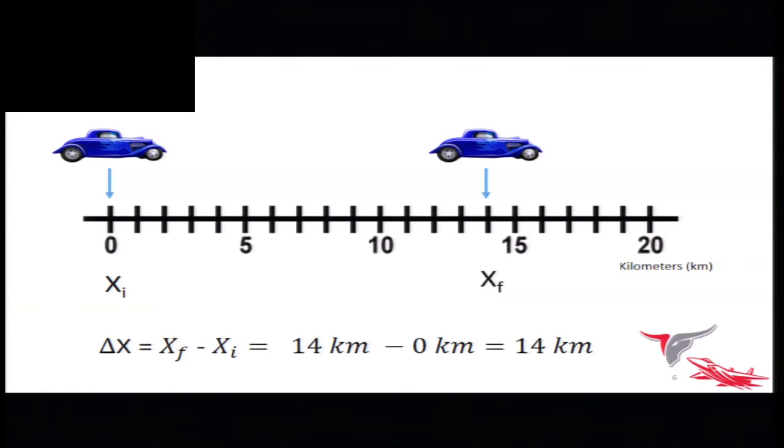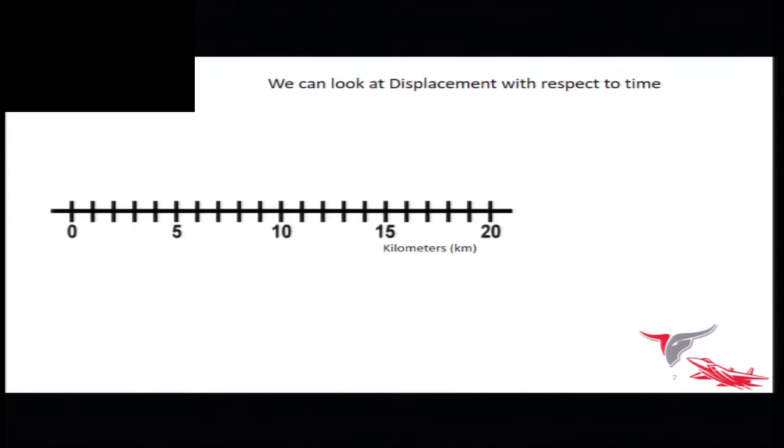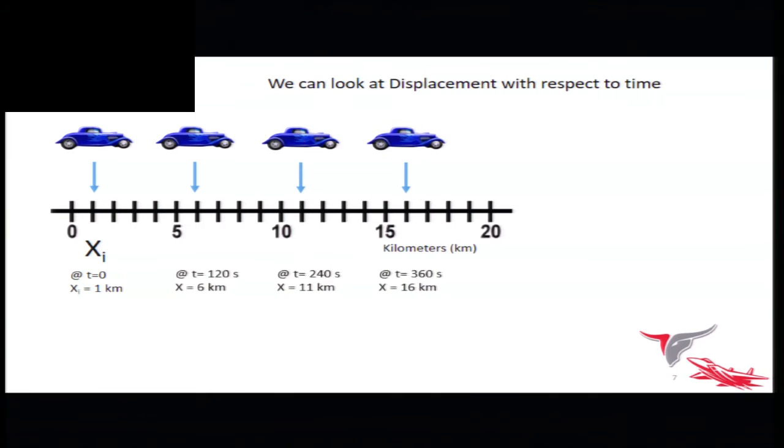So we look at displacement with respect to time. At t equal to 0, the car is sitting at 1 kilometer, and then at 120 seconds, the car is sitting at 6 kilometers. So I have that displacement with respect to time. And if I do that, there's a 240, and then there I've got it. I went 15 kilometers in 360 seconds, and I can have a position versus time graph.